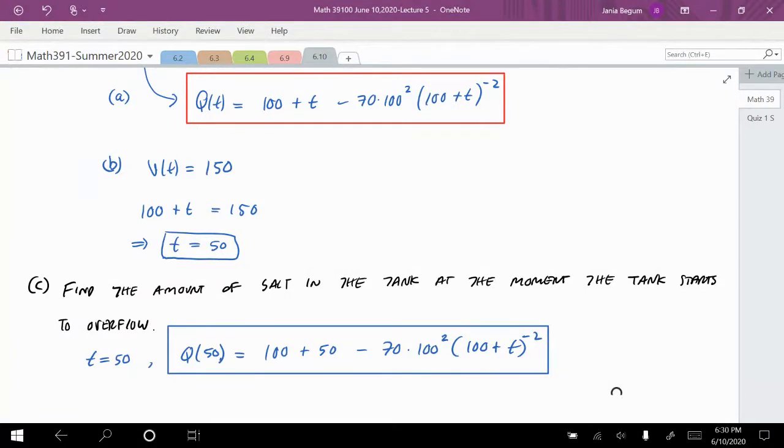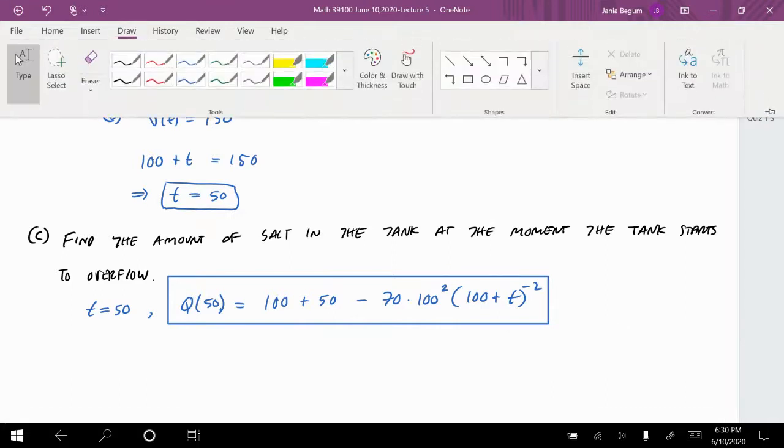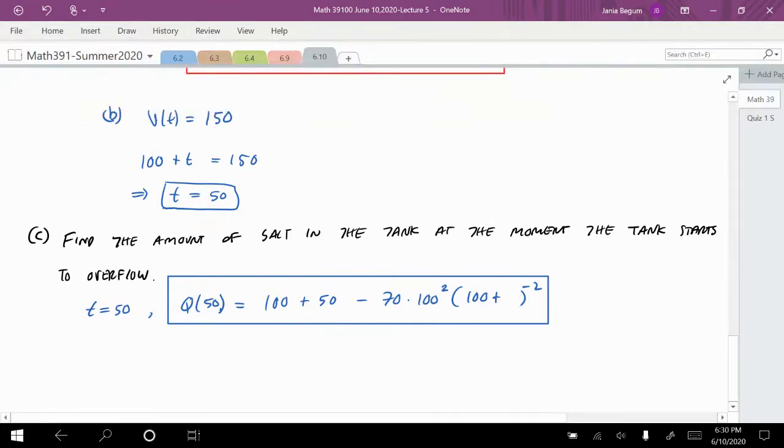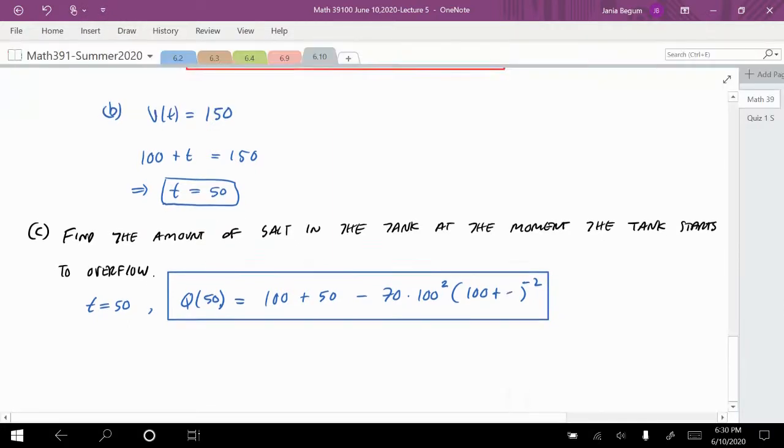Professor, was there a reason why you left t in 100 plus t to the negative 2? Oh, because I made a mistake. Thank you. Oh, okay, no problem. Yep, perfect. Thank you, because we're plugging in t is 50, so 50 goes everywhere there is a t.